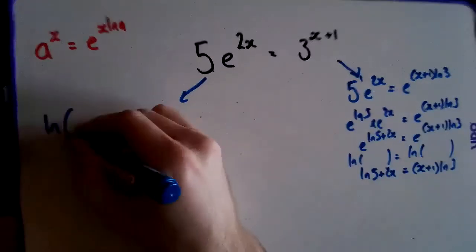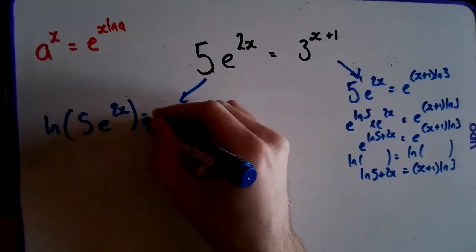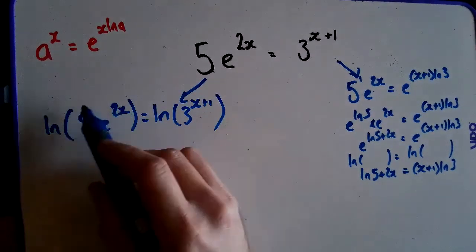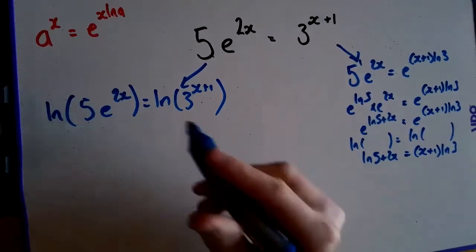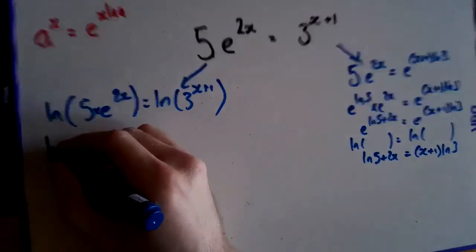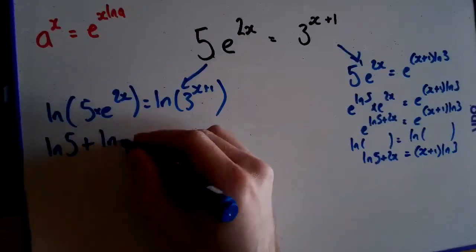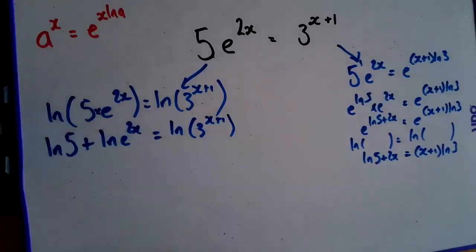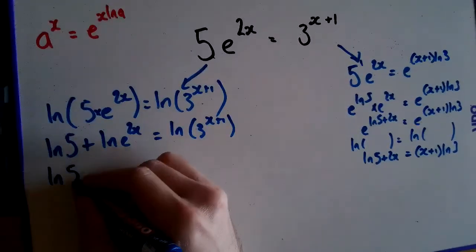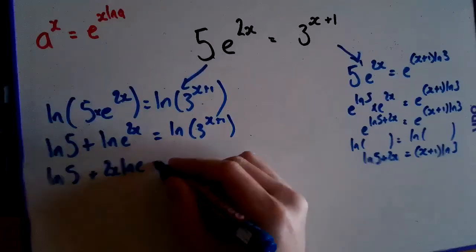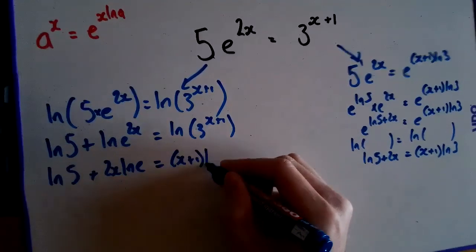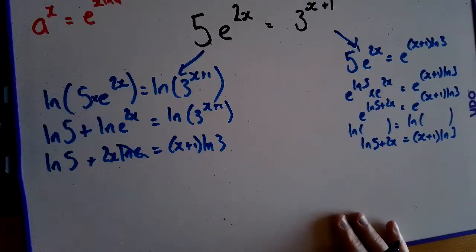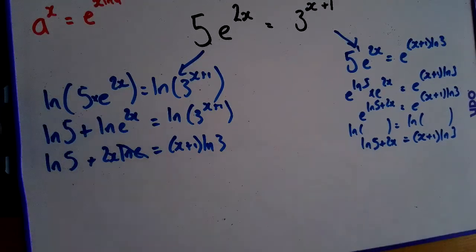So if I do ln on both sides straight away, the power can't go to the front just yet because there's a times there, isn't there? So I need to split that up into ln 5 plus ln e to 2x, and this side can stay the same. Now I can bring the power down. Look, ln 5 plus 2x ln e equals x add 1 ln 3. ln e is just 1. And now I've got the same equation on both sides again, look.